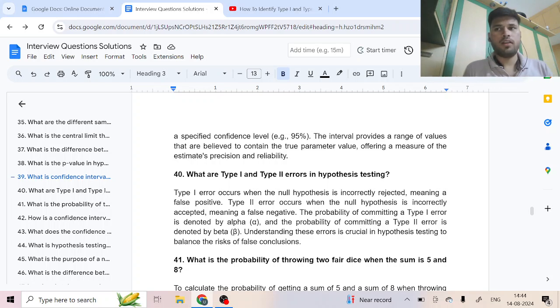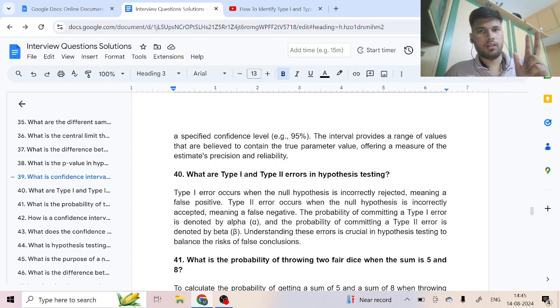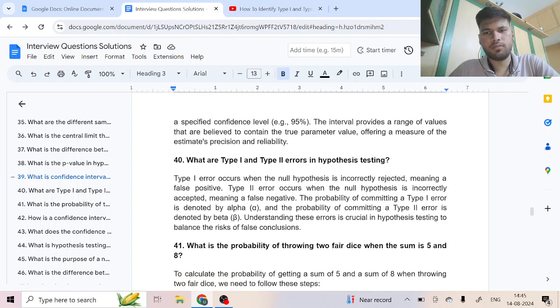For example, the null hypothesis is that the defendant is presumed innocent. The opposite of this is that the defendant is guilty, and this is the alternate hypothesis. So these are opposites of each other. So what are type 1 and type 2 errors in hypothesis testing? This is the main question.